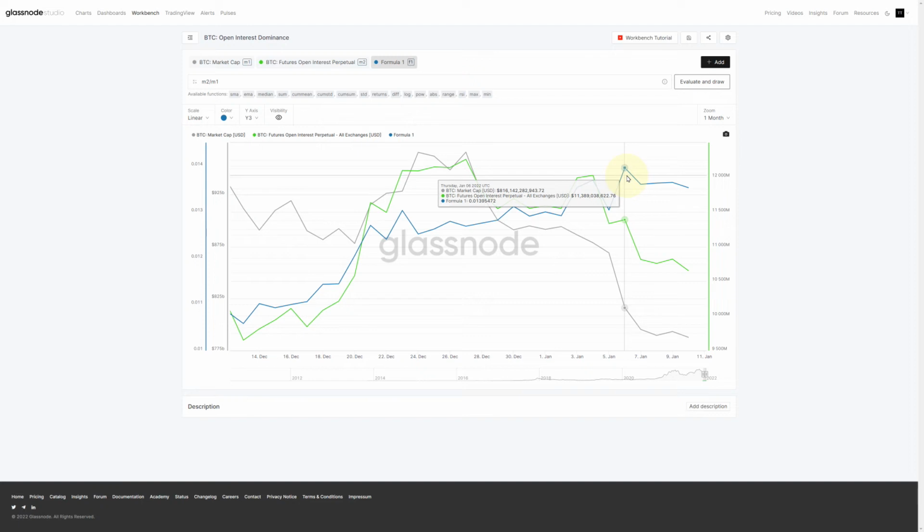The blue line is actually the dominance line. The green line here is the open interest. Open interest went up slightly, but you have the market cap dropping down faster. That means the ratio is going to increase. Bottom number drops faster, so it's getting much smaller. So the whole fraction or the ratio is going to go up, and that's exactly what happened here.